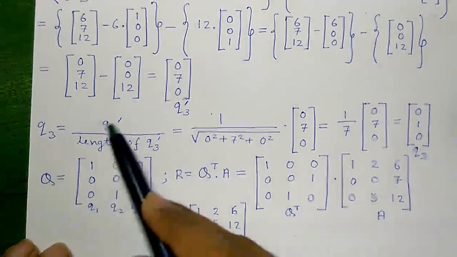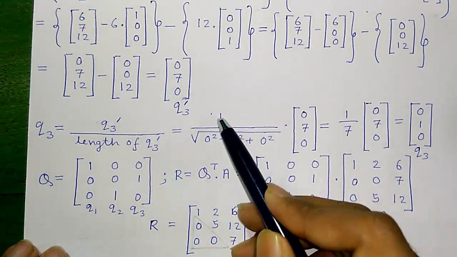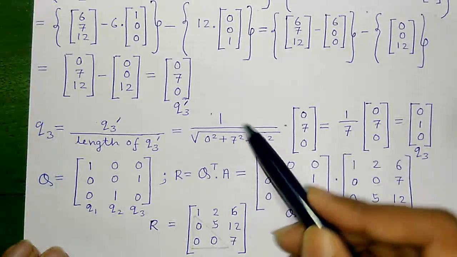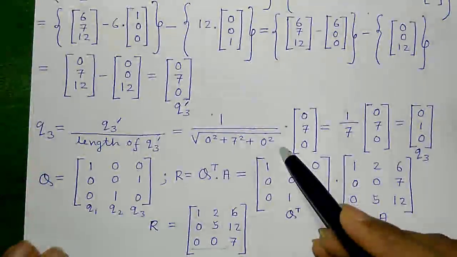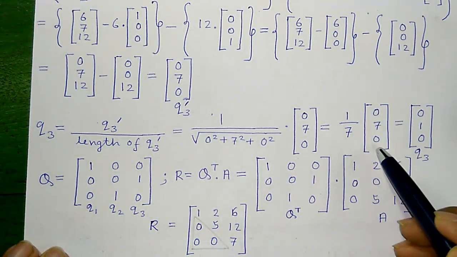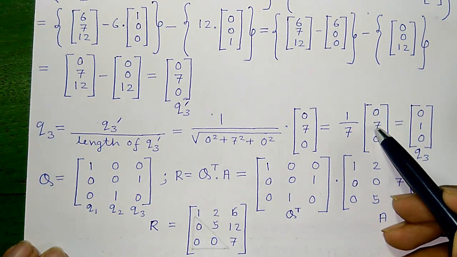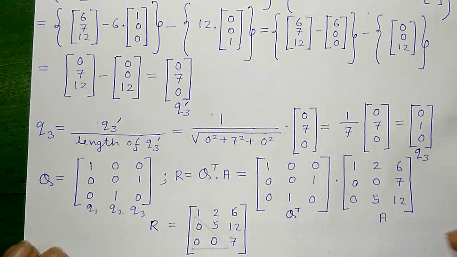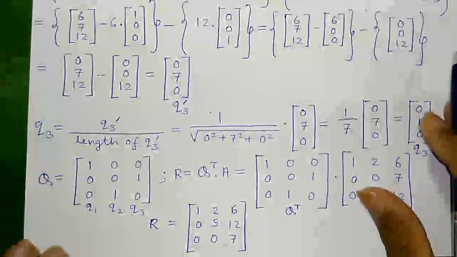Next Q3 is given by Q3 prime divided by length of Q3 prime, that is 1 divided by root over 0 square plus 7 square plus 0 square into Q3 prime. That's equals to 1 by 7 into Q3 prime, which is equals to 0 by 7, 7 by 7 and 0 by 7, that is 0, 1, 0 is our Q3.